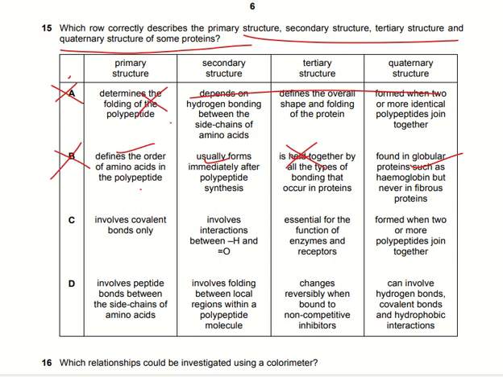It involves a covalent bond only. Yes, it involves. Secondary structure involves the interactions between hydrogen and oxygen, because there is hydrogen bonding involved. Yes. Tertiary structure is essential for the function of enzymes and receptors. Yes. Mostly enzymes and receptors are proteins and they have the tertiary structure. Quaternary structure is formed when two or more polypeptides join together. So option C here is the right one.